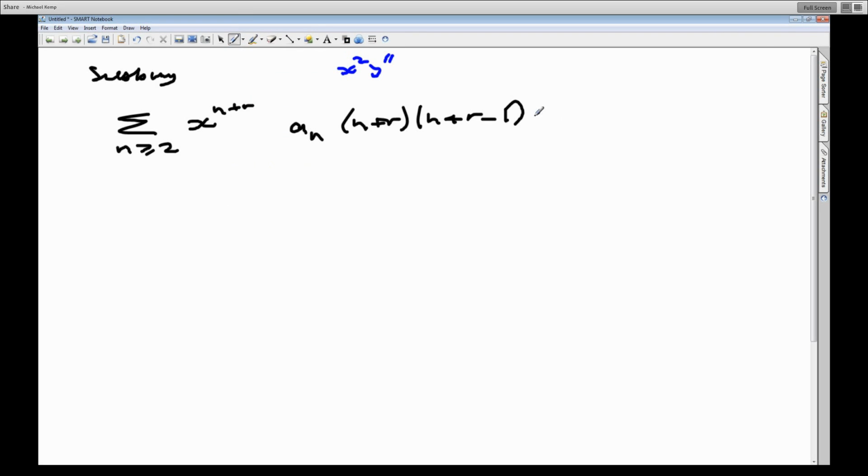And then there's the 6x y dash. So that's the 6 a to the n, n plus r. And then there was the plus 6y, so that'd be 6 a to the n, and you have minus x squared y, which was minus a to the n minus 2. That's where they all sort of come from.